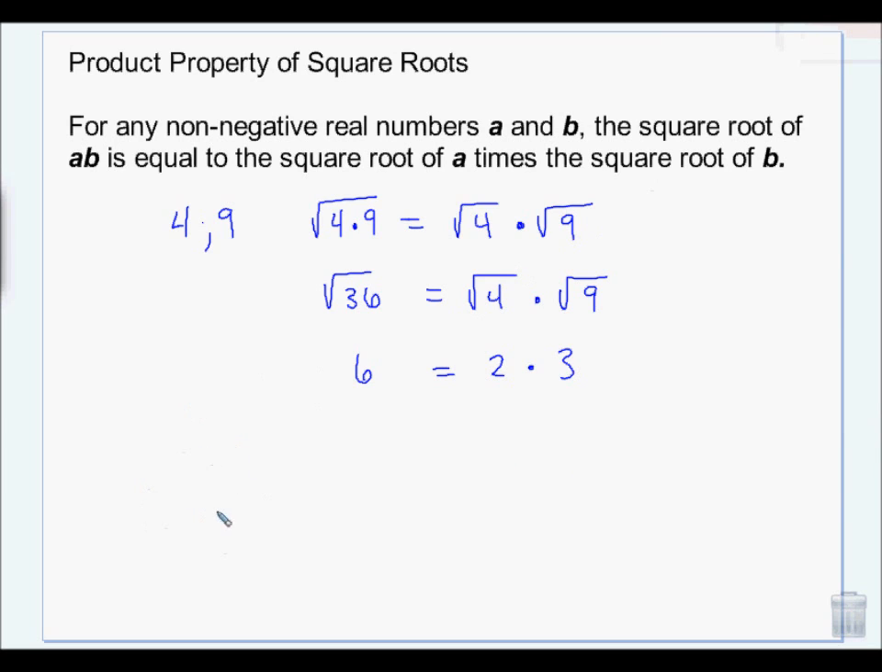Now, if I have numbers that are not perfect squares, let's say I have 3 and 7, well, the square root of 21 is the same thing as the square root of 3 times the square root of 7. Not that I can do anything with that, but it still holds true. If I figured out the decimal values of these, they would equal each other. We'll be using this fact to simplify radicals, all right?